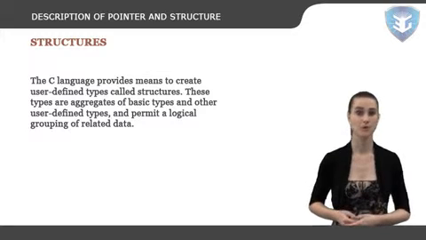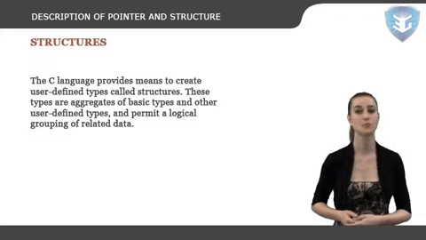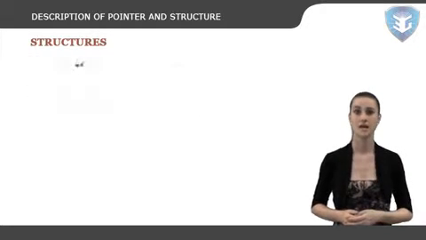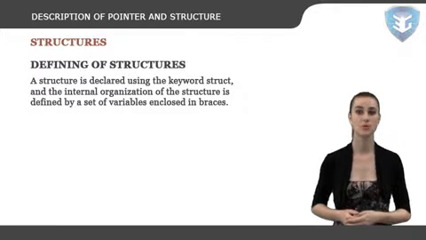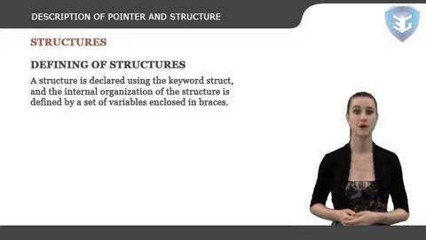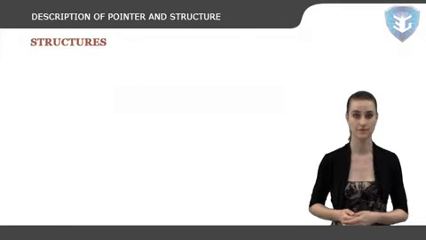The C language provides means to create user-defined types called structures. These types are aggregates of basic types and other user-defined types and permit a logical grouping of related data. Defining of structures: a structure is declared using the keyword struct, and the internal organization of the structure is defined by a set of variables enclosed in braces. By convention, structures should always be named with an uppercase first letter.